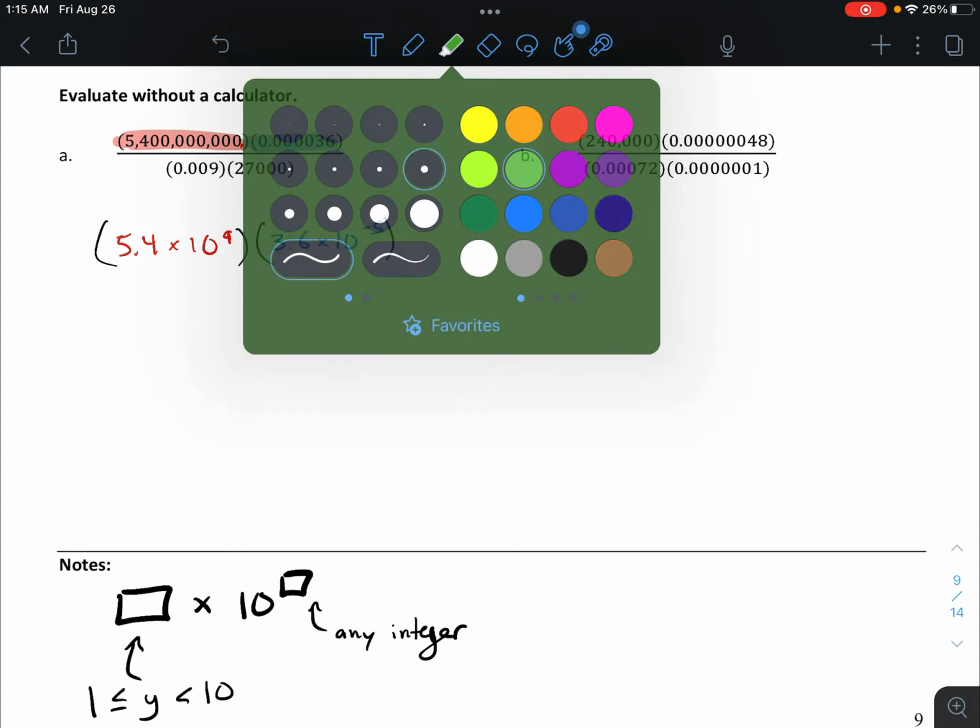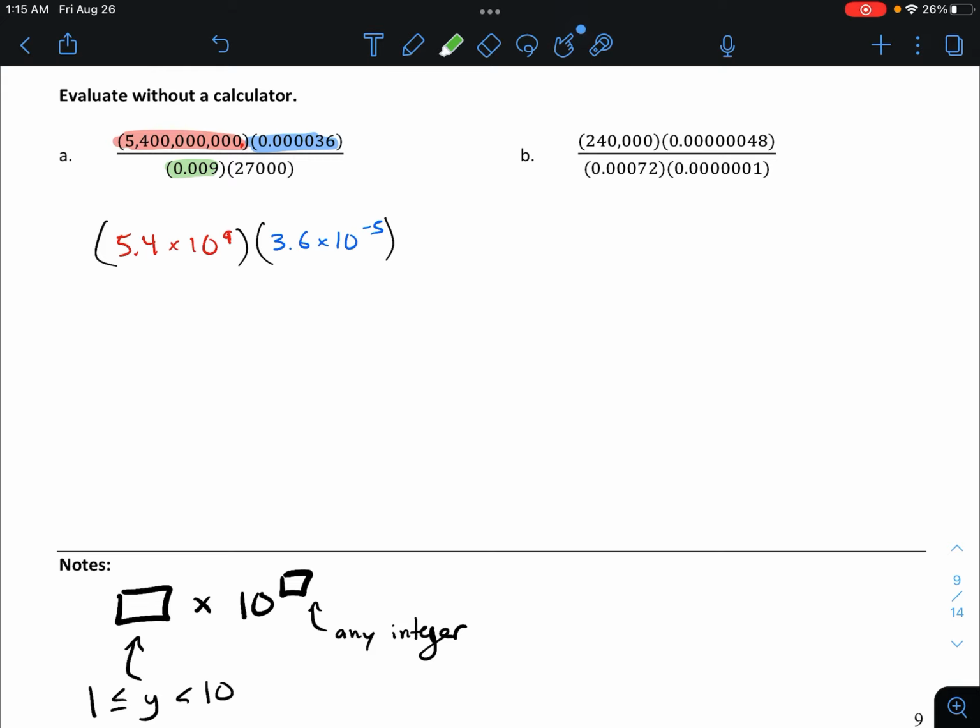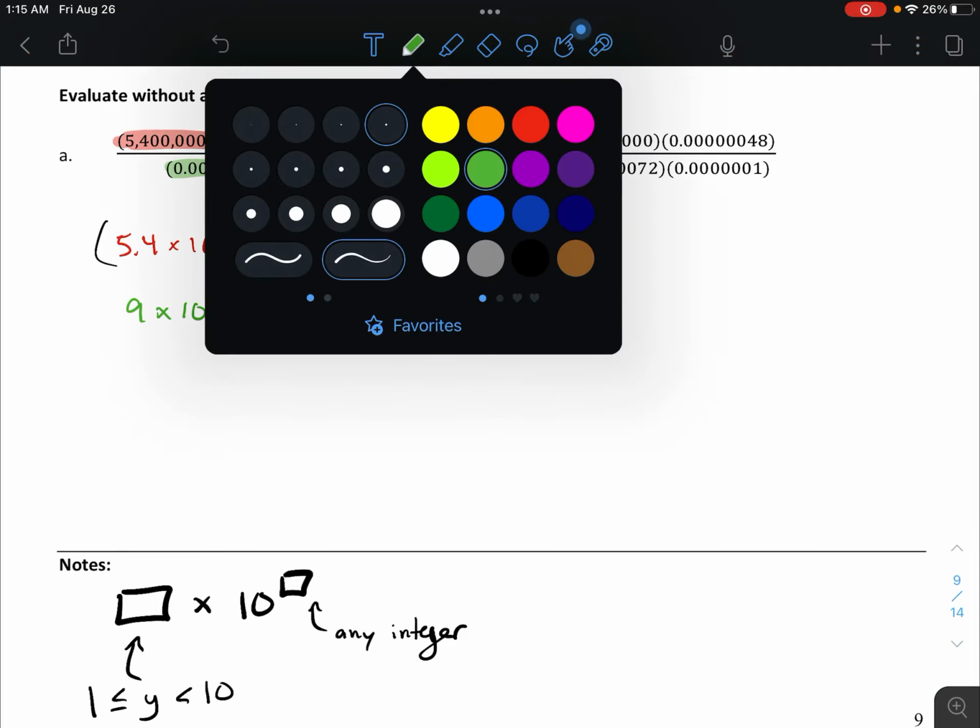And then I'm going to look at the denominator. And we can see right here that we got 0.009. So to make this into scientific notation, we would have to move the decimal 3 places to the right. So this would be 9 times 10 to the negative third. Again, it's a very small number.